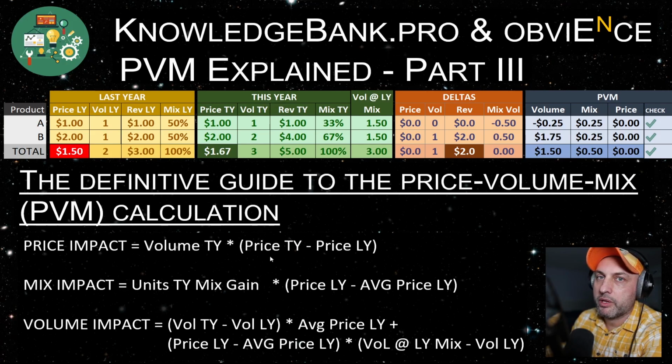And we do that for every product, every row in our table. We sum it together, and that's how we get our total price impact. How do we calculate a perfect mix? Well, it turns out the mix formula is also very simple.